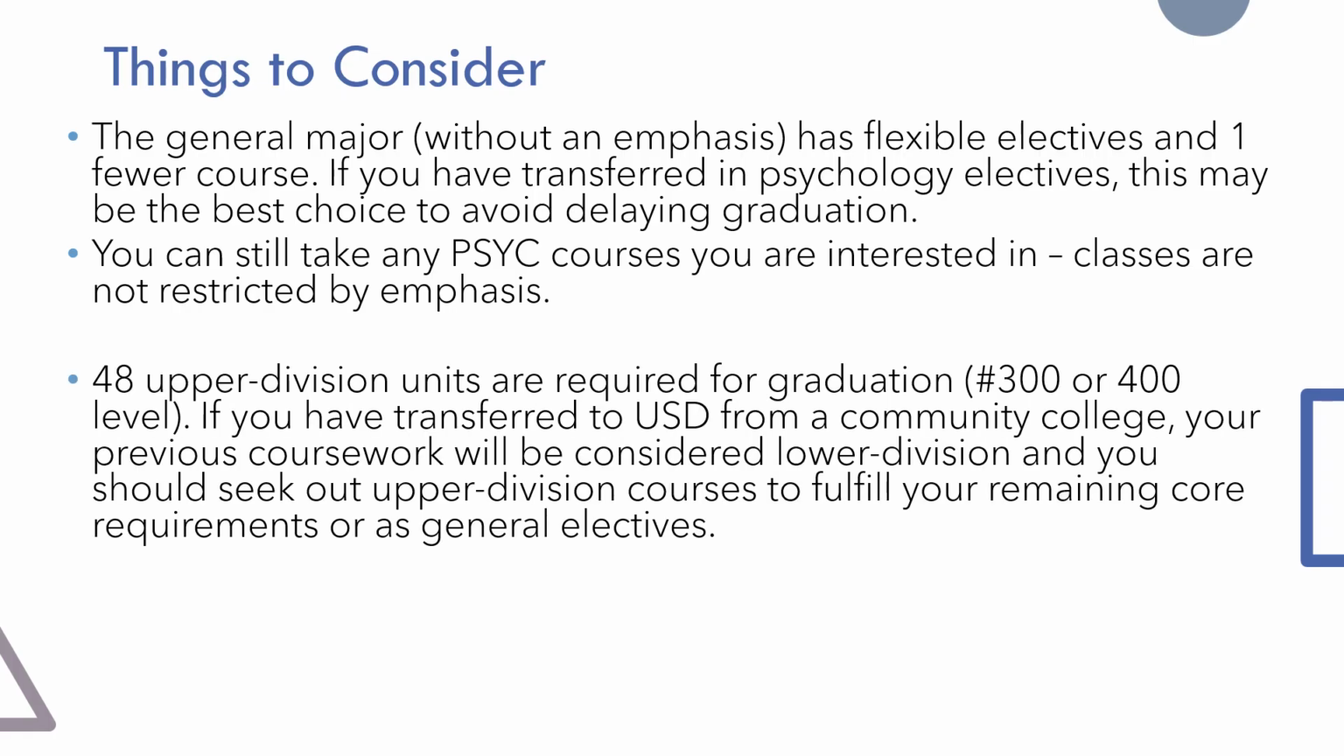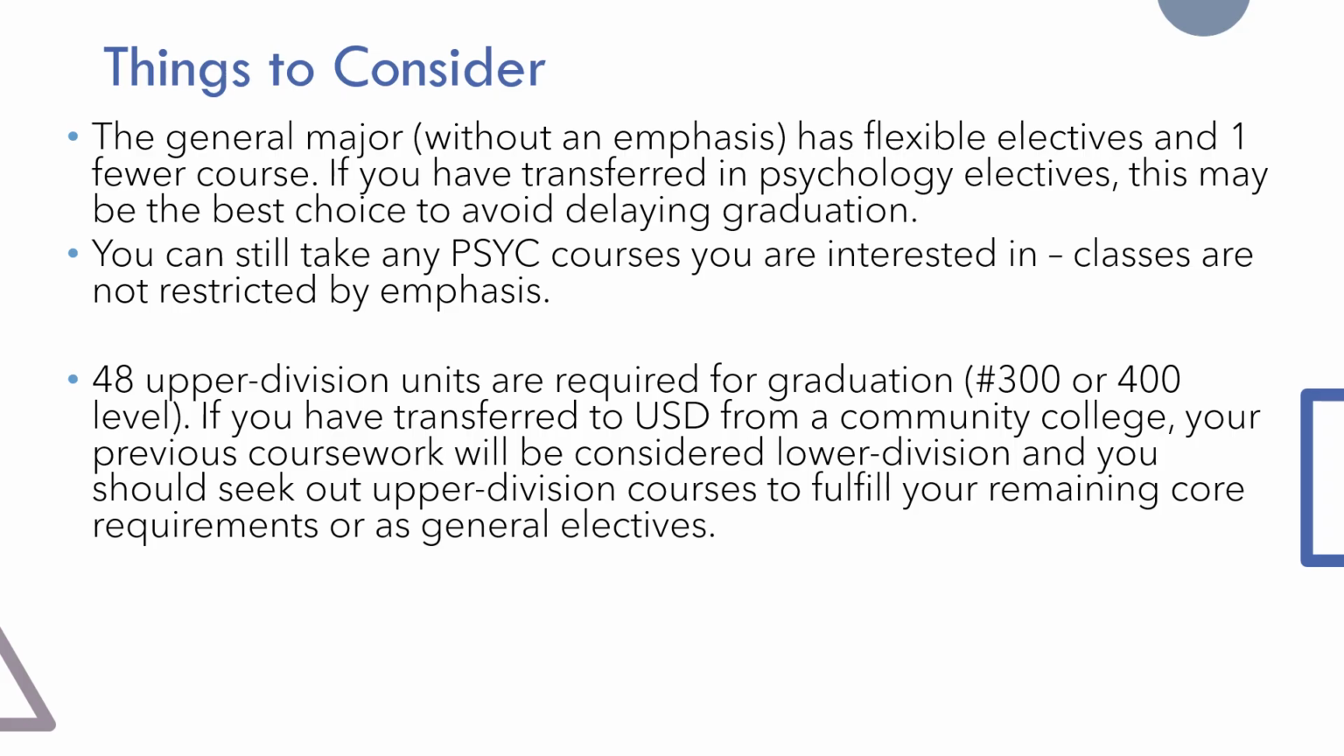A second thing to consider for transfer students is that USD requires 48 upper division units for graduation purposes. If you have mostly transferred in units from a community college, that coursework is going to be considered lower division because it relates to the first 2 years of coursework towards your degree.